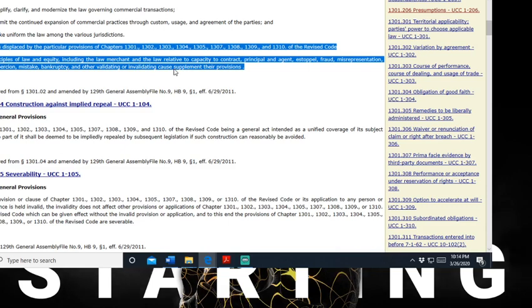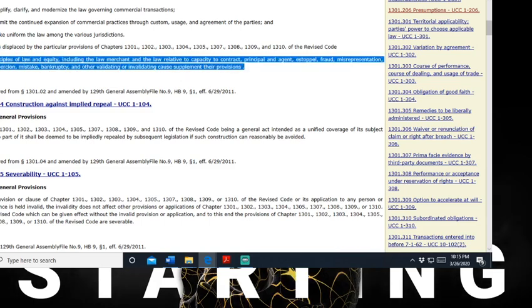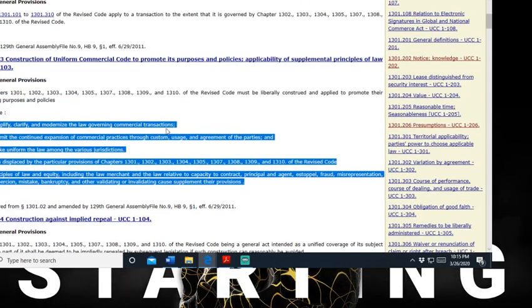I'm just showing you guys. The principles of law and equity include the law of merchant, and the laws relative to the capacity to contract, and the principal and agent, estoppel, fraud, misrepresentation, duress, coercion, mistake, bankruptcy, and other validating or invalidating causes supplement its provisions. I'm giving you your remedy, and y'all don't even understand that. I'm giving you your remedy, and y'all need to look within your state and understand how to put this together. I'm not going to explain it.